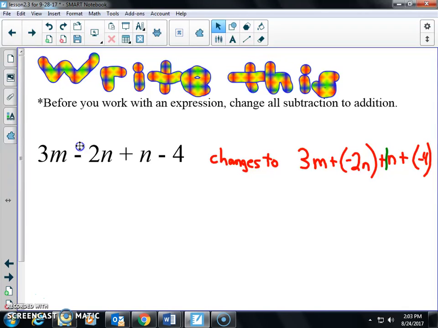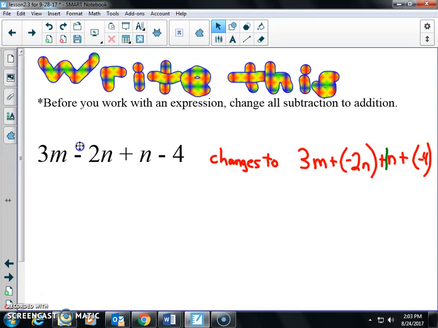Quick, show your neighbor on your hand or hands. You should be holding up a 4. There are 4 terms. 3m is a term, negative 2n is a term, 1n is a term, negative 4 is another term. Constants. Turn and tell your neighbor if you see any constants, and if you do, what are they?